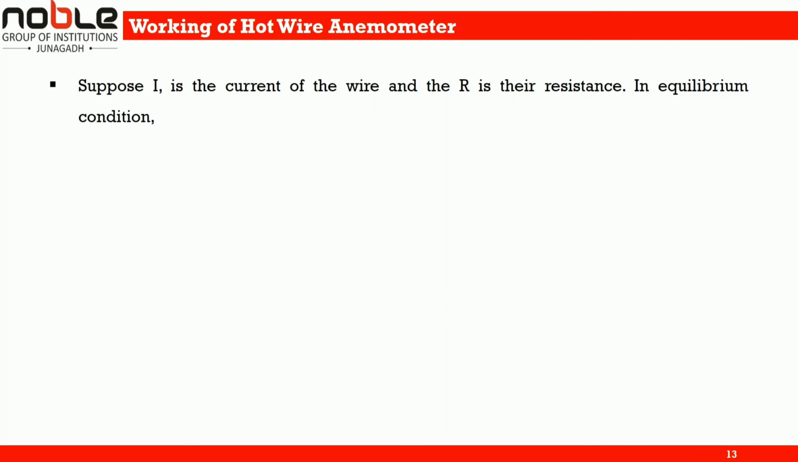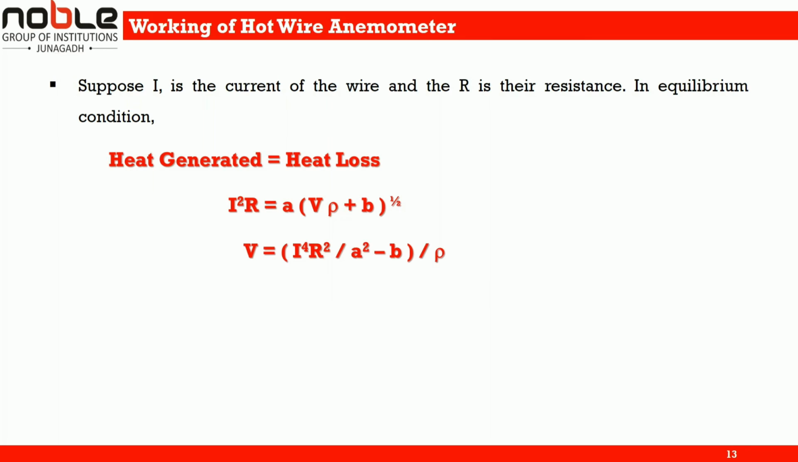Suppose I is the current of the wire and R is its resistance. In equilibrium condition, heat generated is equal to heat loss. So I squared R, that is the heat generated, is equal to the heat loss. As we saw earlier, heat loss is equal to (A V rho + B) raised to 1/2. So from this equation we can say that V is equal to (I to the power 4 R squared divided by A squared, minus B) divided by rho.